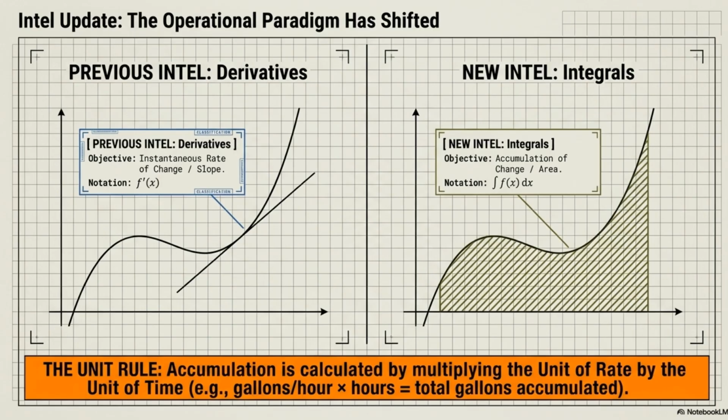Listen up, because the operational paradigm has shifted. In previous units, our primary intel was the derivative, representing instantaneous rate of change or slope. Now our new intel is the integral, which evaluates the accumulation of change, represented visually as the area under a curve. Remember the unit rule. Calculate your accumulated units by multiplying the unit of the rate by the unit of time. For example, gallons per hour multiplied by hours yields total gallons accumulated.